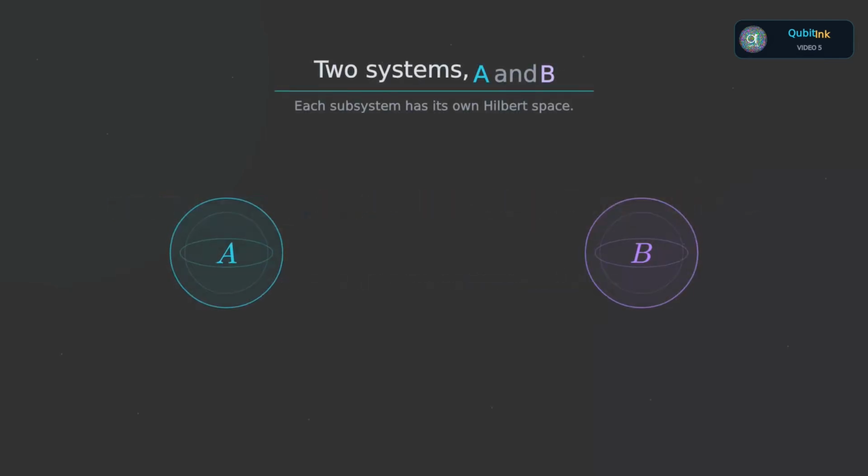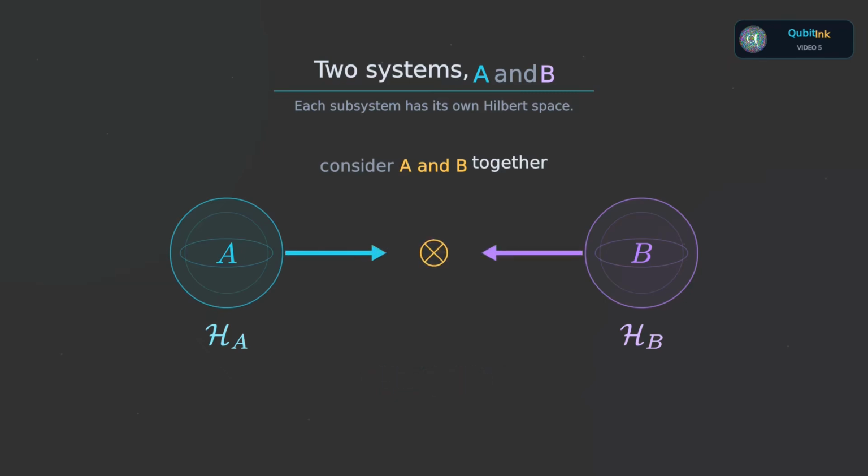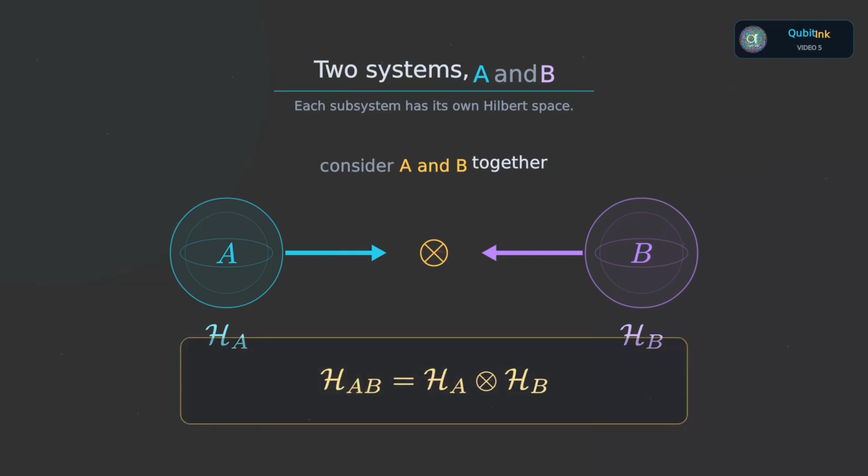Suppose we have 2 systems, called A and B. System A has its own state space, and System B has its own state space. When we consider them together, quantum mechanics does not describe the pair by simply placing the 2 spaces side by side. The state space of the composite system is the tensor product of the component state spaces. So the combined Hilbert space is written as the state space of A tensor the state space of B. This tensor product rule is the mathematical structure that lets quantum mechanics describe several subsystems as one physical system.